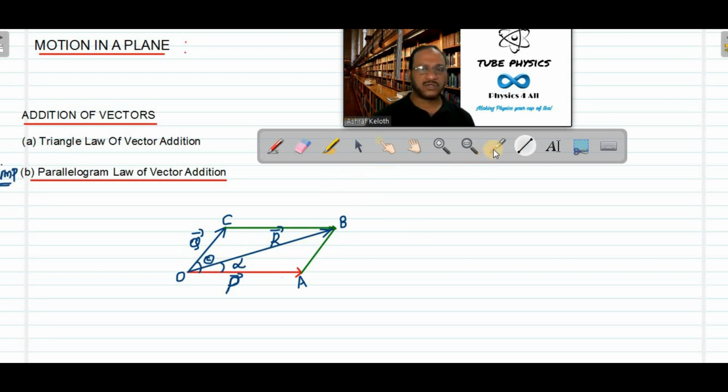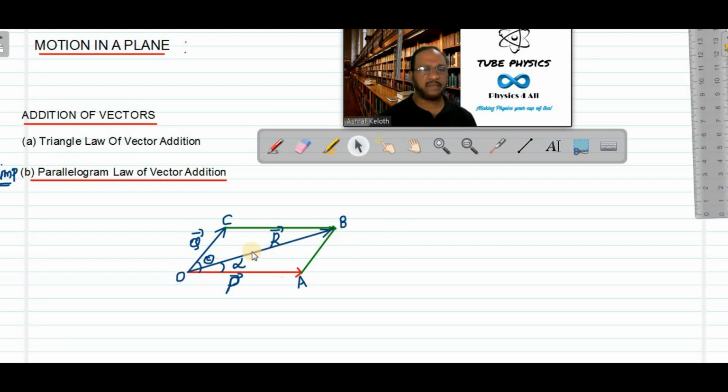Yes, sir. Okay, so in this diagram, P and Q are the two vectors. They are taken as the two adjacent sides of this parallelogram OABC. The two vectors are acting at a point. Theta is the angle between P and Q. Then, according to the law, the resultant effect of these two will be given by the diagonal.